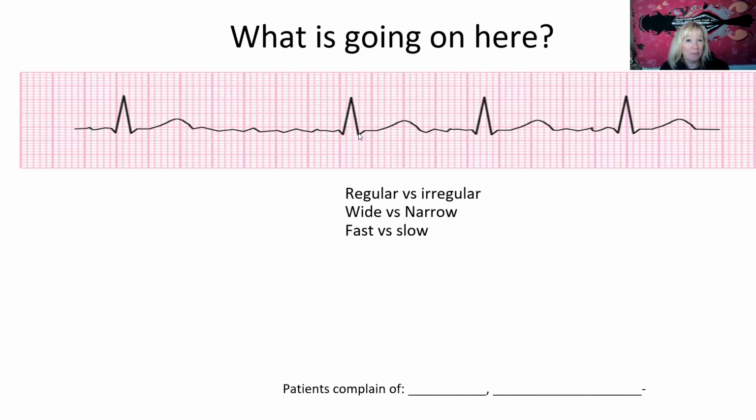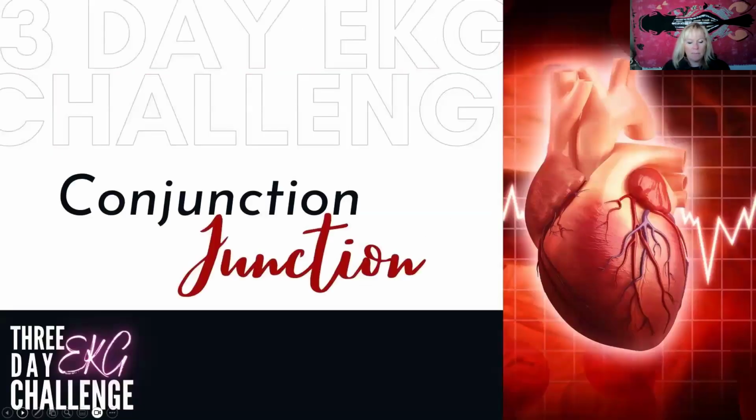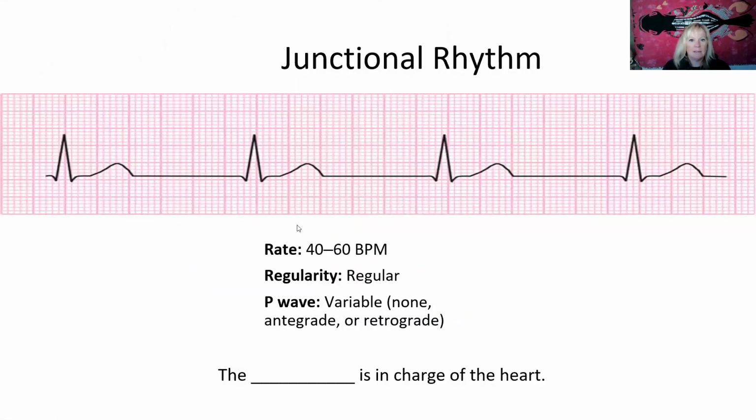So any complaint like that, priority to complaint, any of you have listed here, or other things like the fatigue, always have a low threshold to get an EKG. Okay, there's only one rhythm that we really have to worry about in the junction on a day-to-day basis, and that is the junctional rhythm.